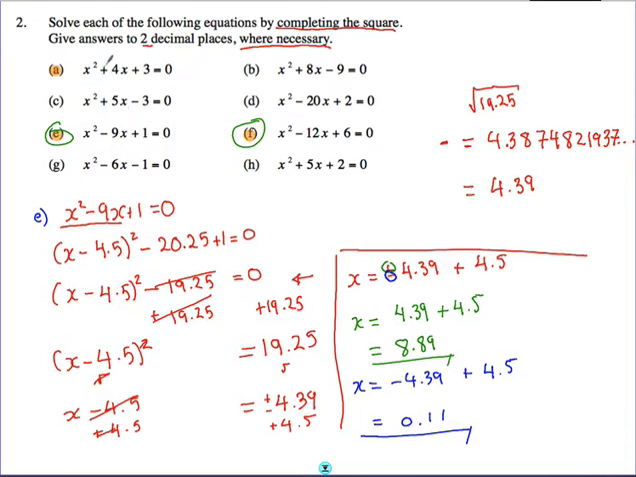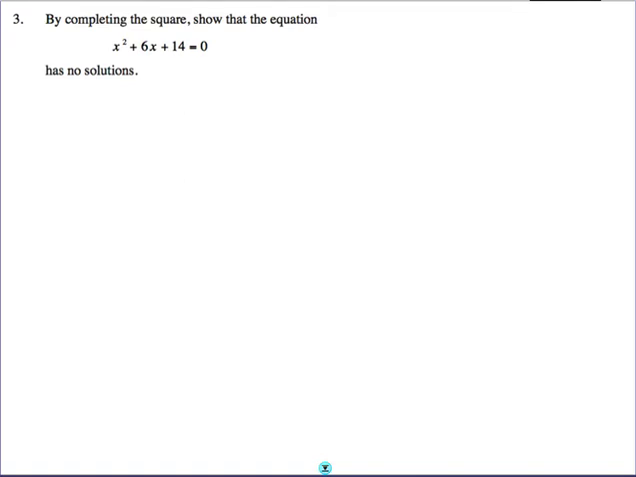Just quick pointers. Remember, when you half the coefficient of x, so this number here, keep the signs the same, don't change the sign. So if it's a minus 9, it's going to be half of minus 9, which is minus 4.5. If it was a minus 20, it'll be half of minus 20, which is minus 10. If it was a plus 5, it'll be half of 5, which is plus 2.5, and so on. And that is it. I think this concludes almost.